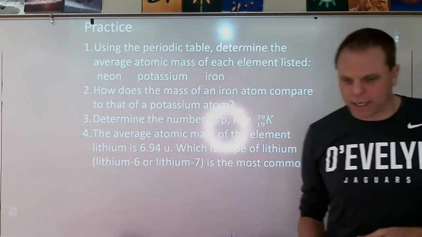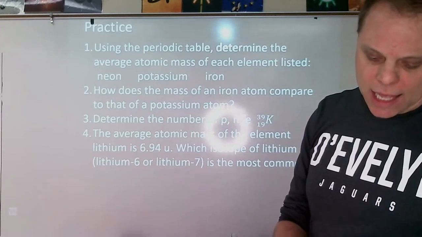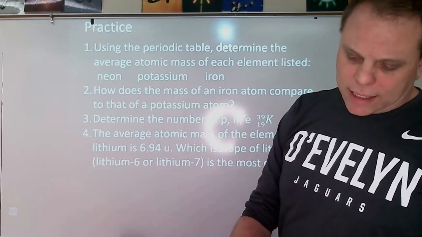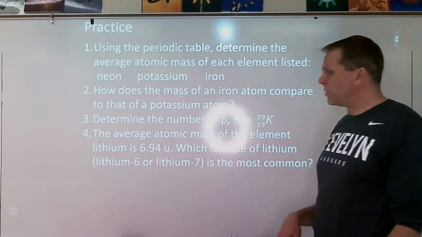And you're back. Good to see you again. Potassium, you look at number 19. Potassium is 39.0983. Iron is number 26, and it's 55.845. Okay, so those are the average atomic masses of each of those.